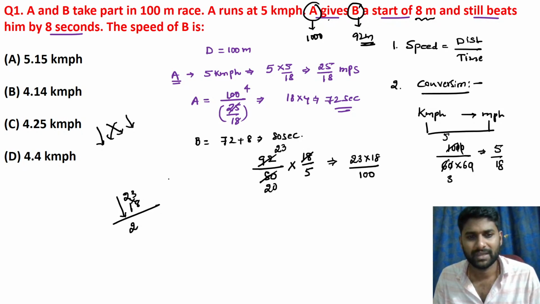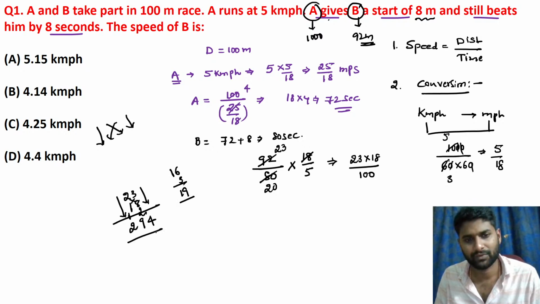See, 2 ones are 2. Again, 2 8s are 16, 3 ones are 3. The value becomes 19. You can take 9 here, 1 is carry forward. And finally, 8 3s are 24. You can carry forward here. So finally, the answer is 414.